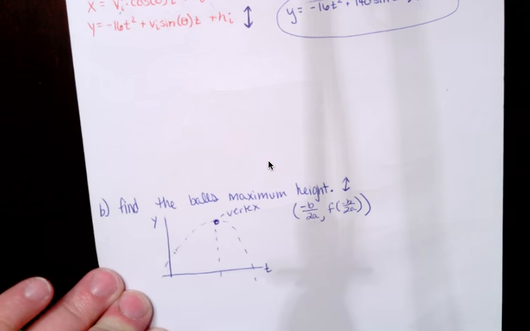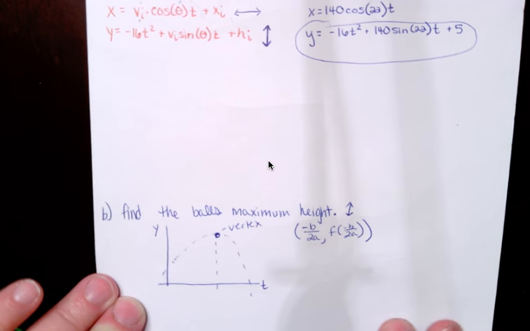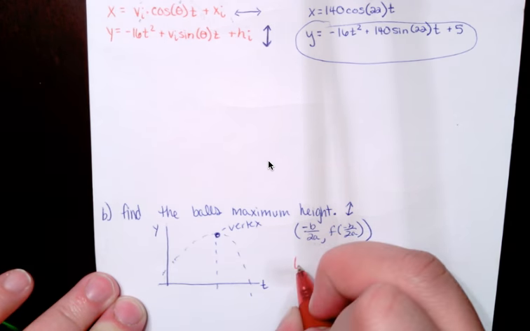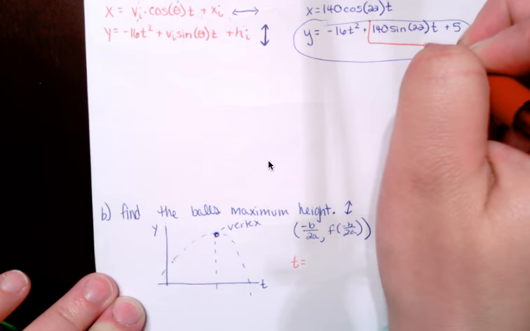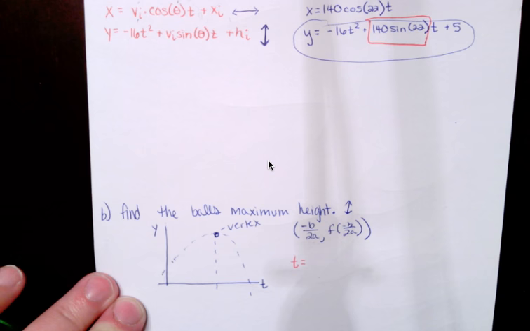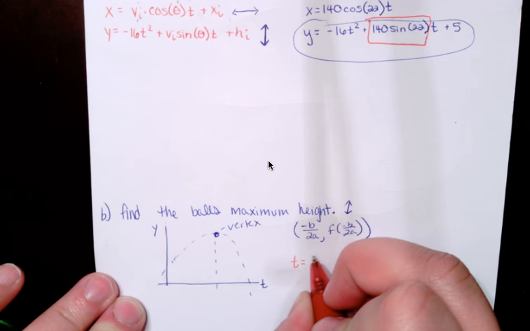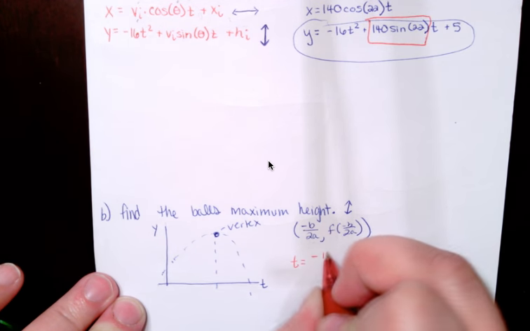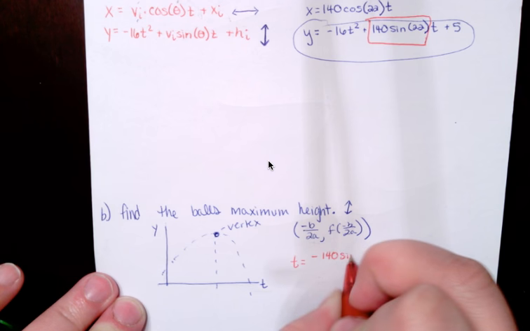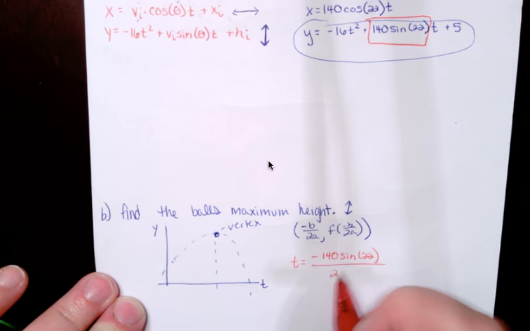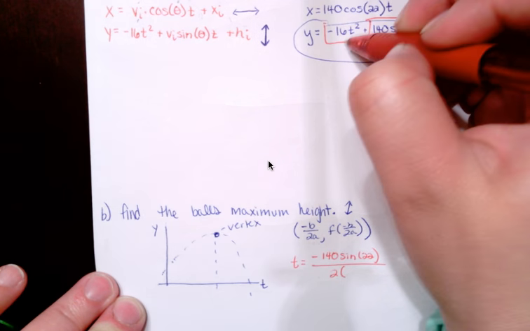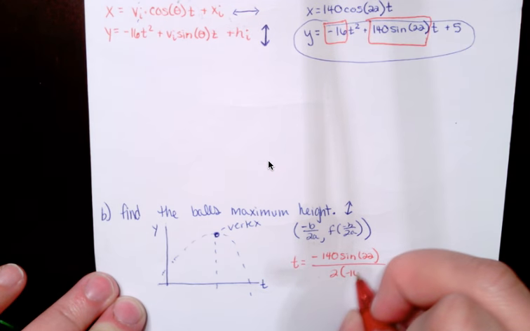So if I go and do that, from my original equation, which is up here, I'm going to go t equals the opposite of b. Well, my b is 140 sine of 22. So I'm going to do the opposite of that. So that'll be negative 140 sine of 22 degrees divided by 2 times a. Well, my a is negative 16. So then you'll type that into your calculator.